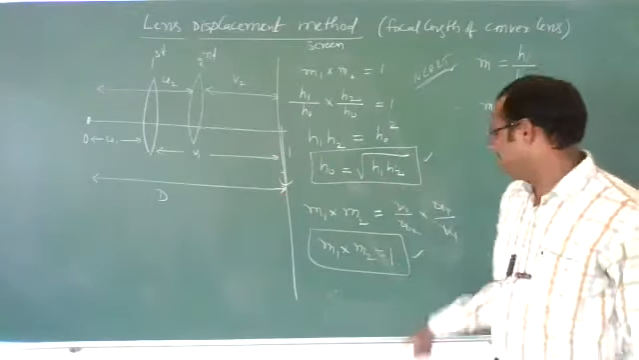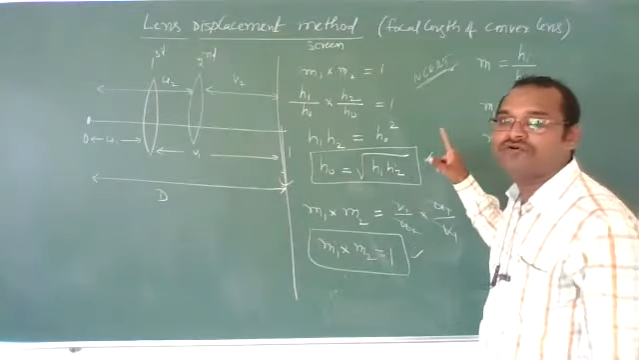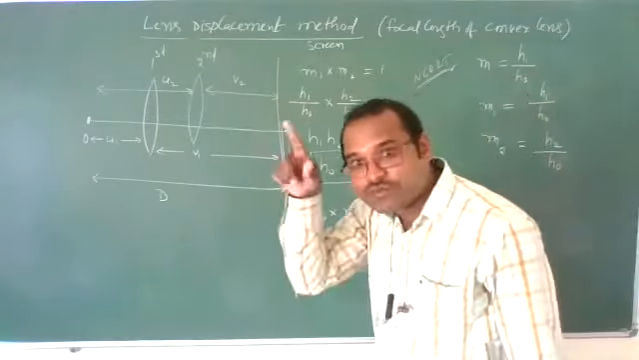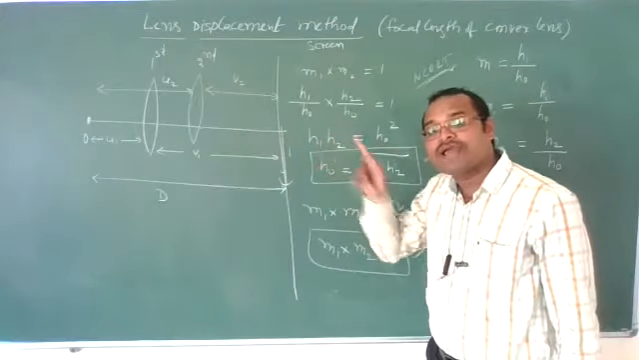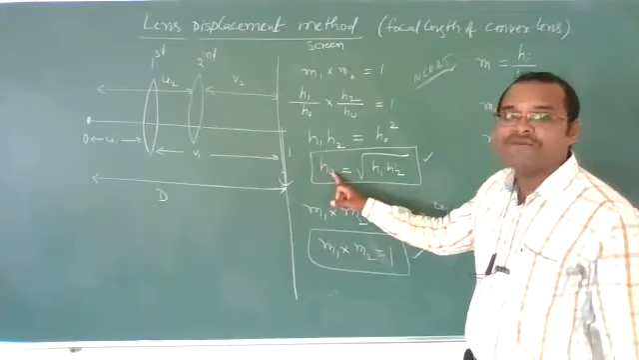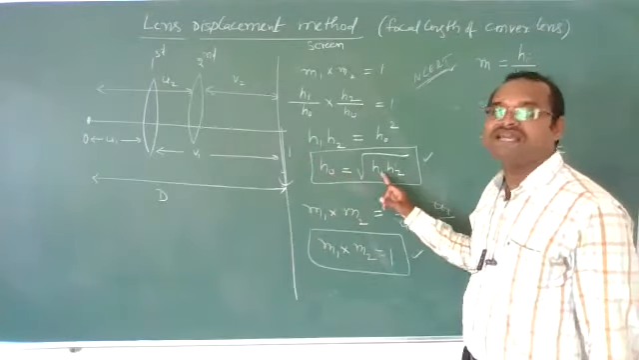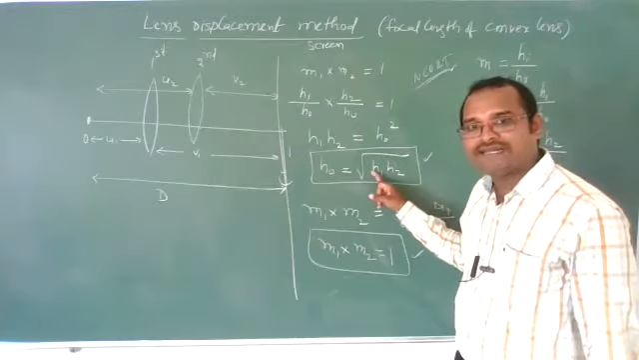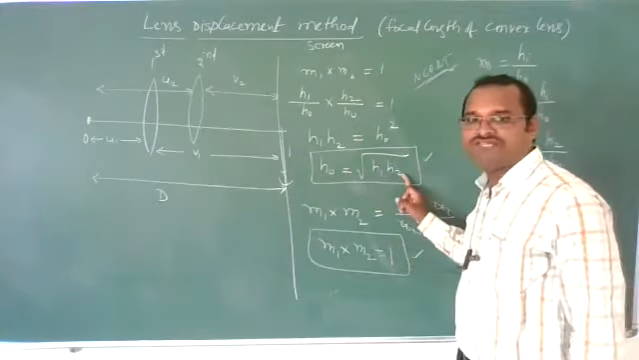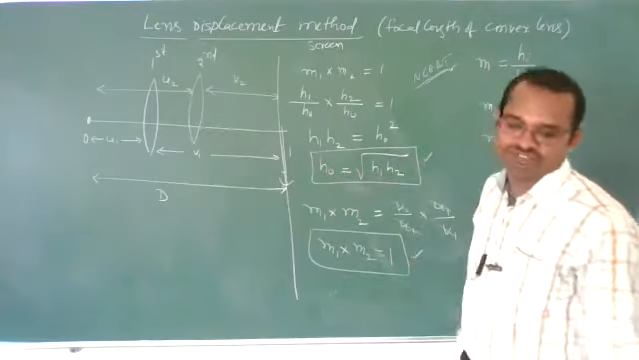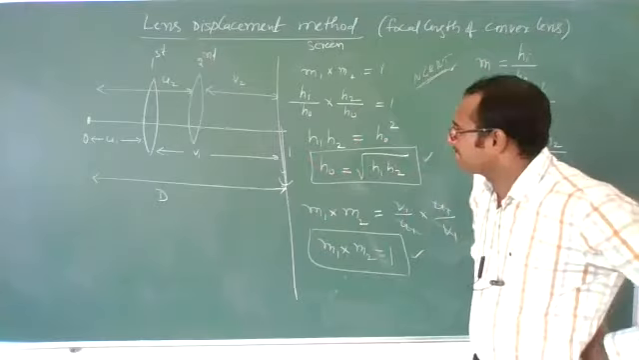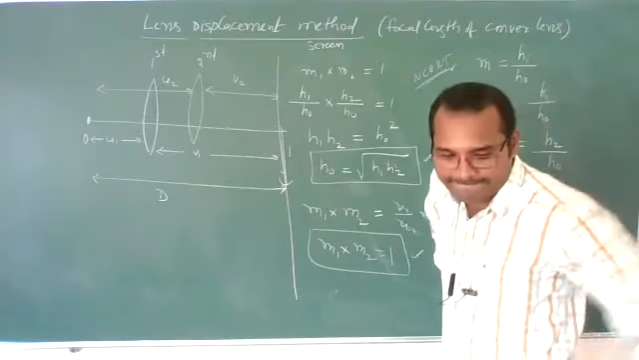Focal length formula: capital D square minus x square upon 4 times capital D is the focal length formula. And the height of the object formula: root of h1 h2, where h1 is the height of the image when the lens is at the first position and h2 is the height of the image when the lens is at the second position. This total thing you should remember. Clear? Okay?